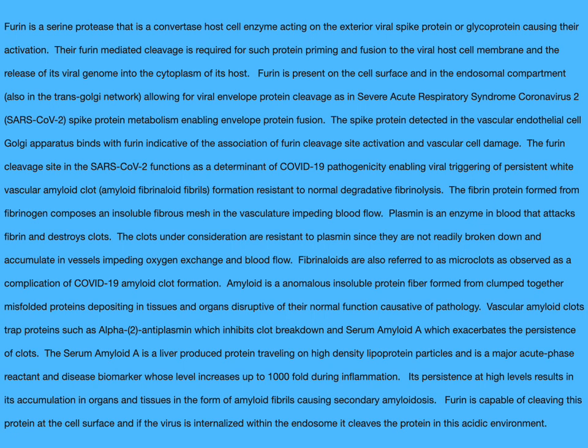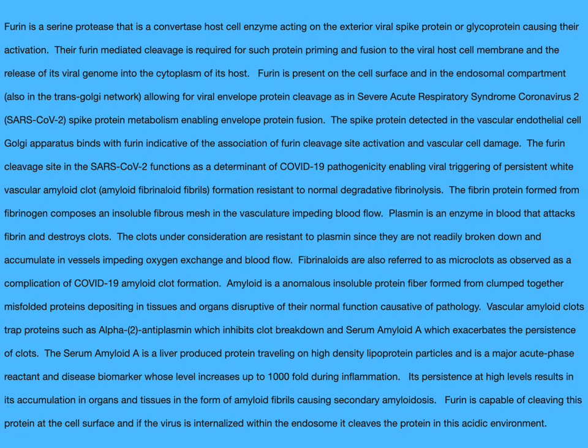Furin is present on the cell surface and in the endosomal compartment, allowing for viral envelope protein cleavage, as in severe acute respiratory syndrome coronavirus 2, SARS-CoV-2 spike protein metabolism, enabling envelope protein fusion. The spike protein detected in the vascular endothelial cell, Golgi apparatus, binds with furin, indicative of the association of furin cleavage, site activation, and vascular cell damage.